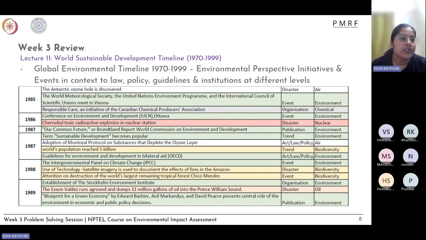Then 1985, we had the Antarctic ozone hole, which was discovered. Then we had the World Meteorological Society, United Nations Environment Program, UNEP, and the International Council of Scientific Unions. They met in Vienna to discuss this. We also had Responsible Care, which was an initiative which came out of the Canadian Chemical Producers Association.